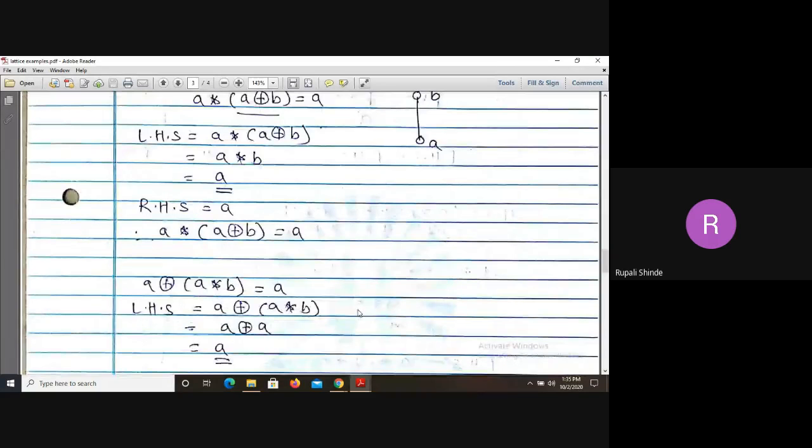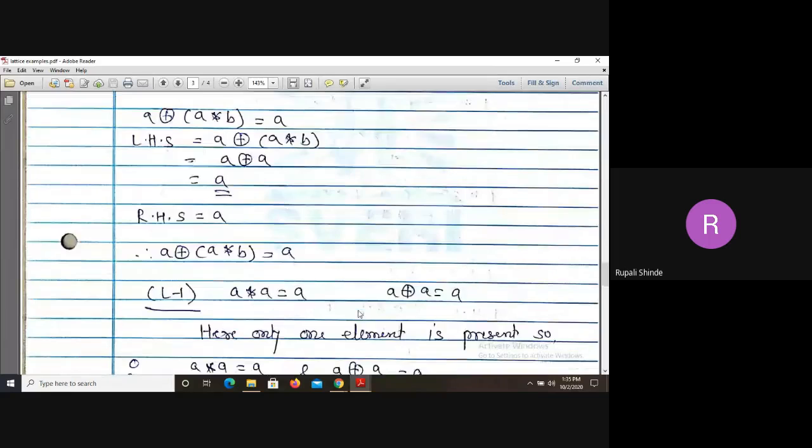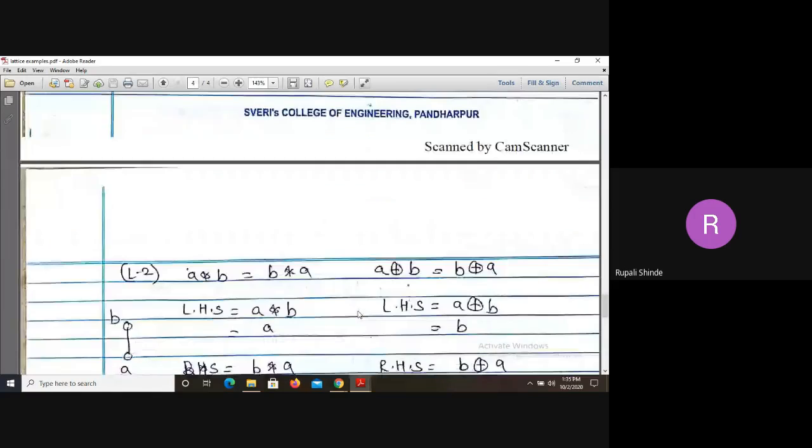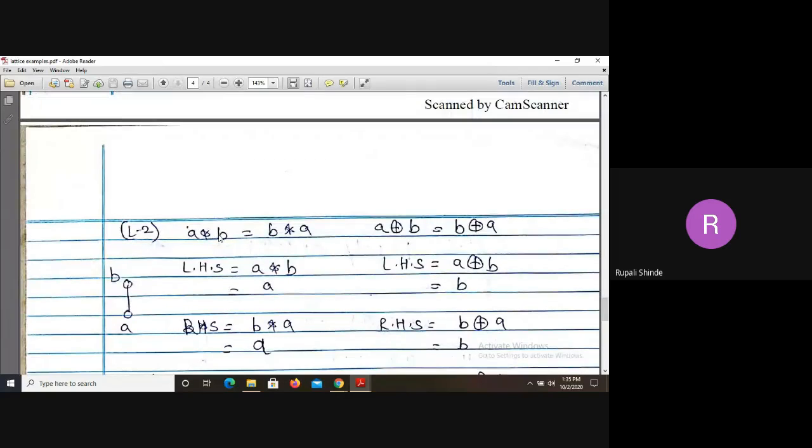For this second property, that is denoted by L dash 2, A star B is equals to B star A. Here your lattice is containing two elements A and B. Now consider LHS. LHS is A star B. So what is the greatest lower bound for these two elements? A. That's why A is written here.